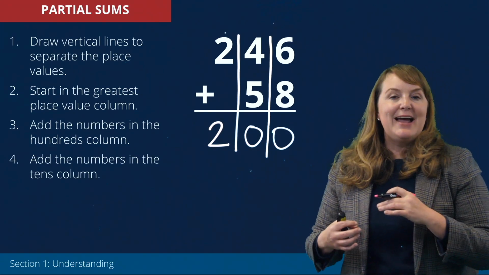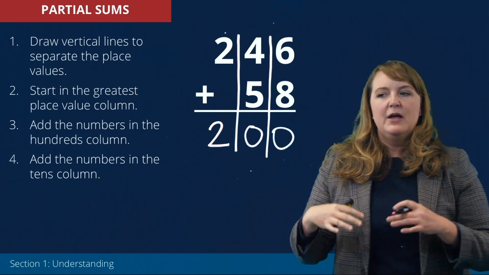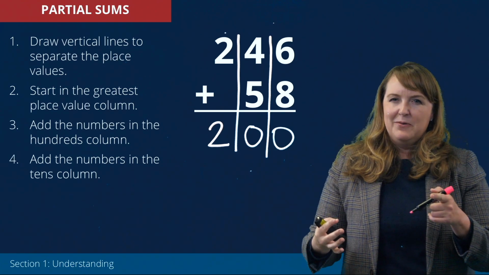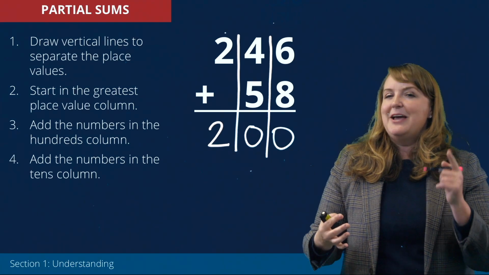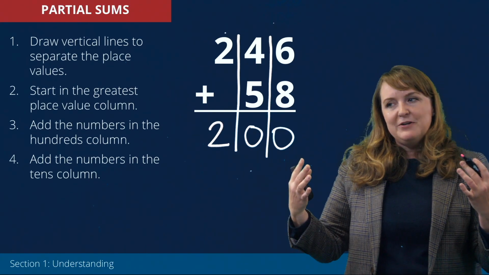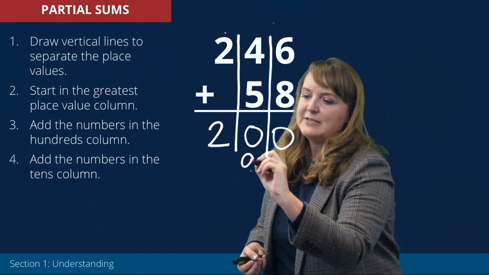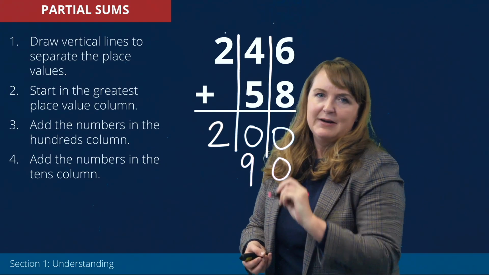Then we move and add the numbers in the tens place. What do we have? 4 plus 5. Is it 4 plus 5? No. What is it? You probably said 4 tens plus 5 tens, or maybe you said 40 plus 50. Whatever you said, both of those responses are correct. 40 plus 50 is 90. I'll go ahead and write that right there like that.